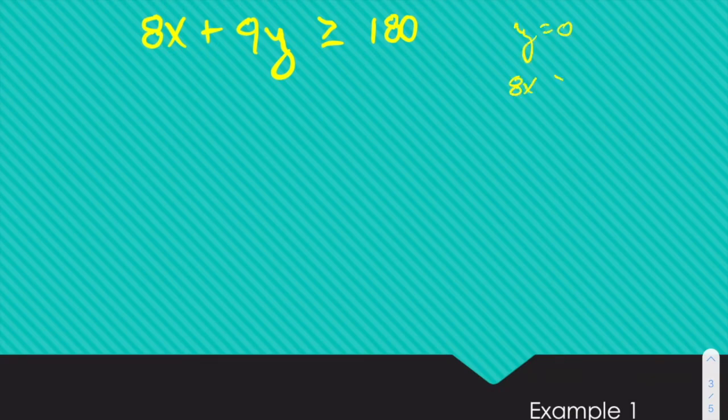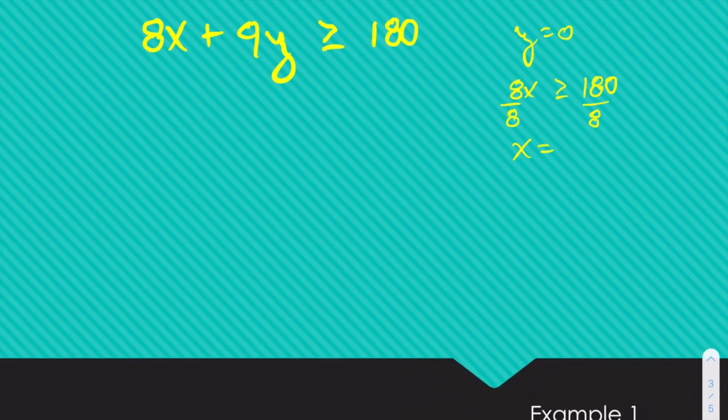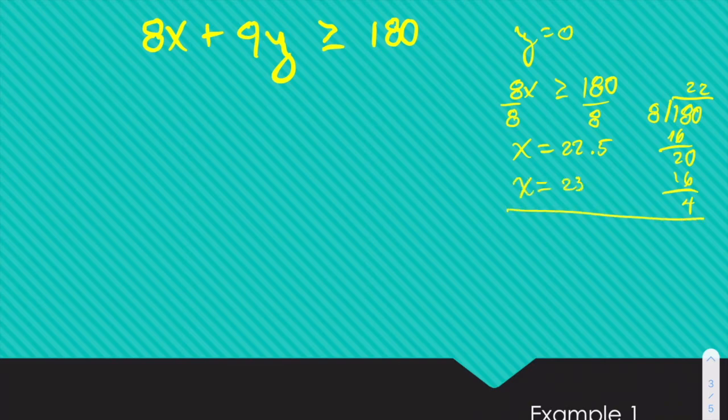8x has to be greater than or equal to 180. And I'm going to divide both sides by 8, so I can find out what x is. So x is going to be, and we're going to divide 180 by 8. So 2, 16, leaves 20. 2 goes into that and gives 16 and gives me a remainder of 4. So I really get 22 and 4/8, which is a half pizza. So we should round that up. Just x is 23, because we're not going to sell half a pizza. And now let's figure out y.